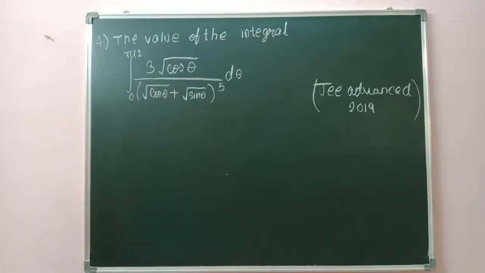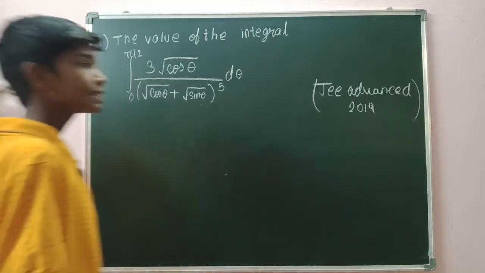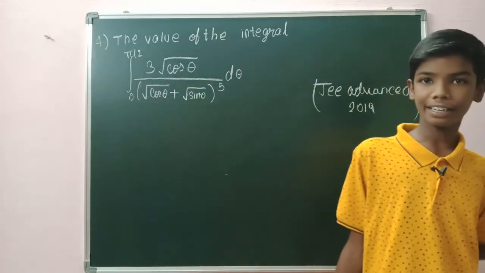The value of the integral of 3 root cos theta by root cos theta plus root sin theta, whole power 5, d theta from 0 to pi by 2. And people, this question was asked in JEE Advanced 2019.